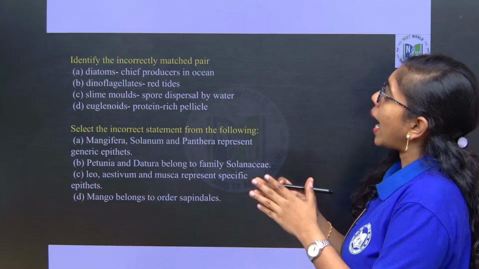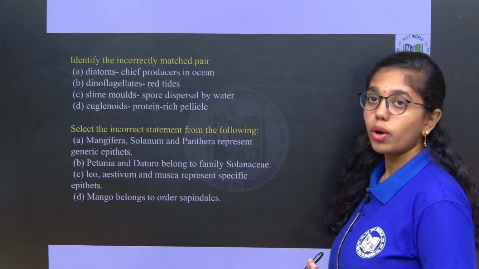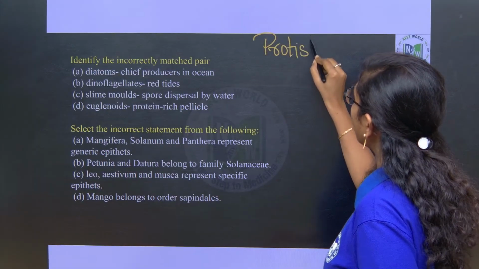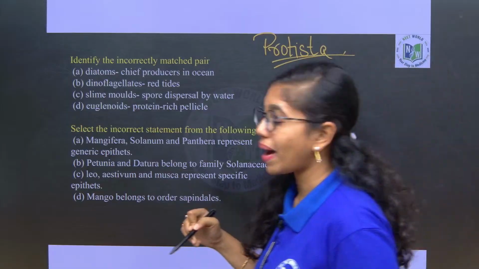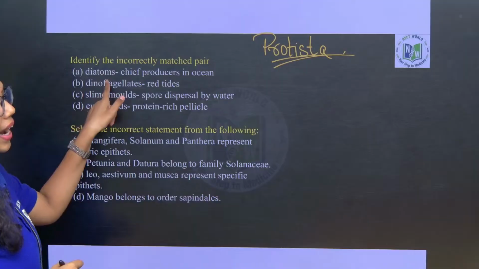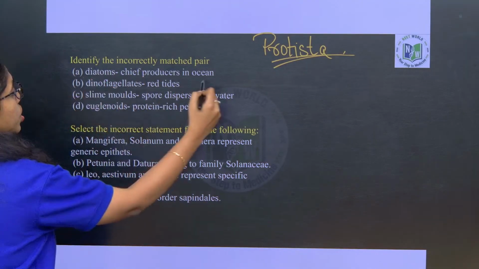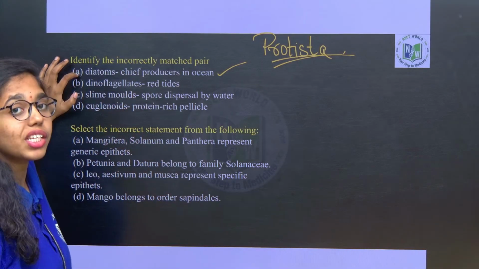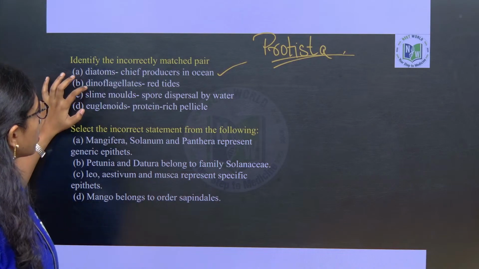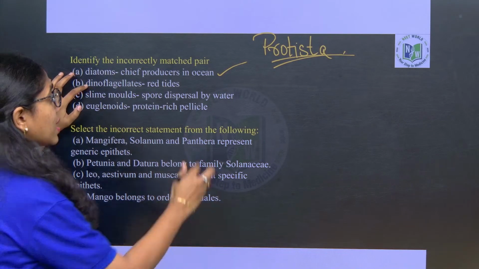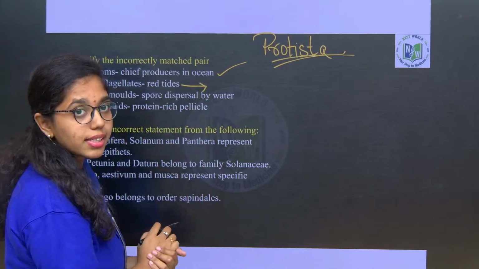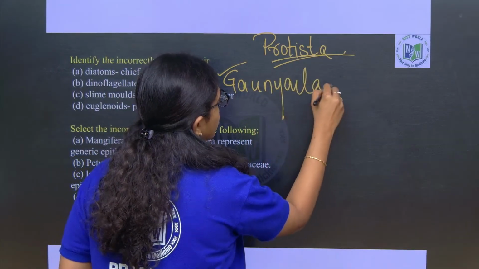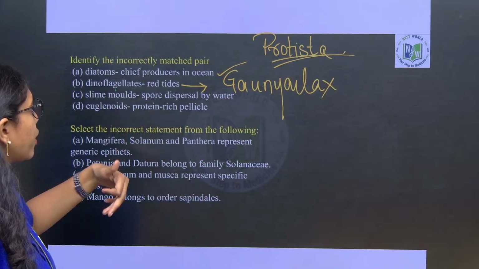Next, identify the incorrectly matched pair. This is from the kingdom Protista. Let us revise the concepts parallelly by doing the objective. First, diatoms are the chief producers in the ocean. True, diatoms are the chief producers in the ocean, which are under the class Chrysophycetes. Next, dinoflagellates cause red tides. Which dinoflagellate is causing the red tides? Gonyaulax. Gonyaulax is causing red tides in the Red Sea.